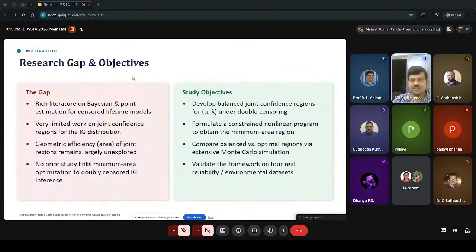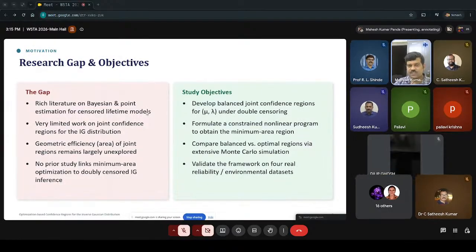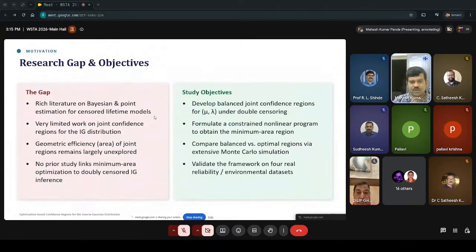So what are the research gaps and objectives? In the literature, you can find much work related to Bayesian and point estimation for censored lifetime models. There is very limited work on the joint confidence region for the inverse Gaussian distribution, and especially the geometric efficiency, or minimal region, with respect to the joint confidence region has not been explored.